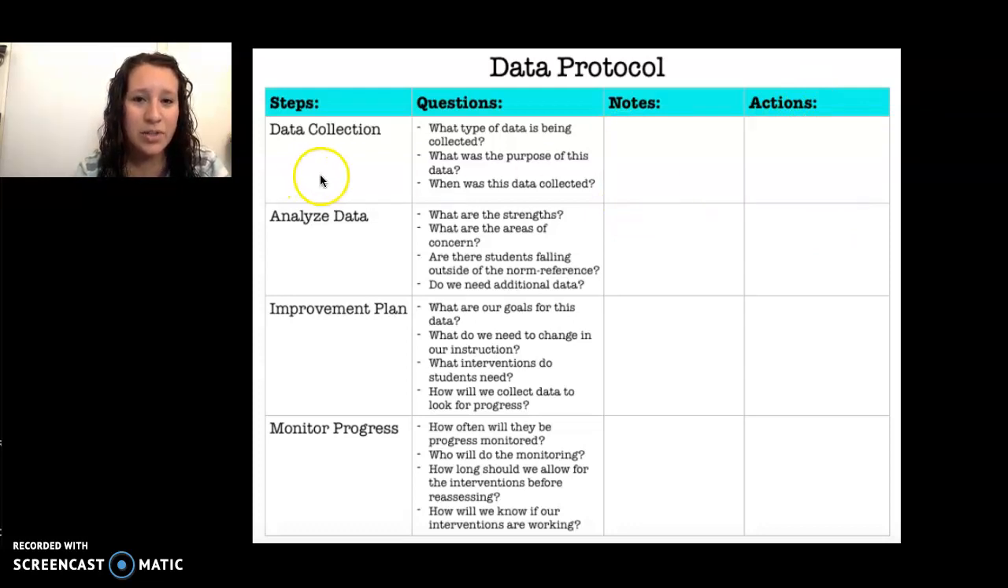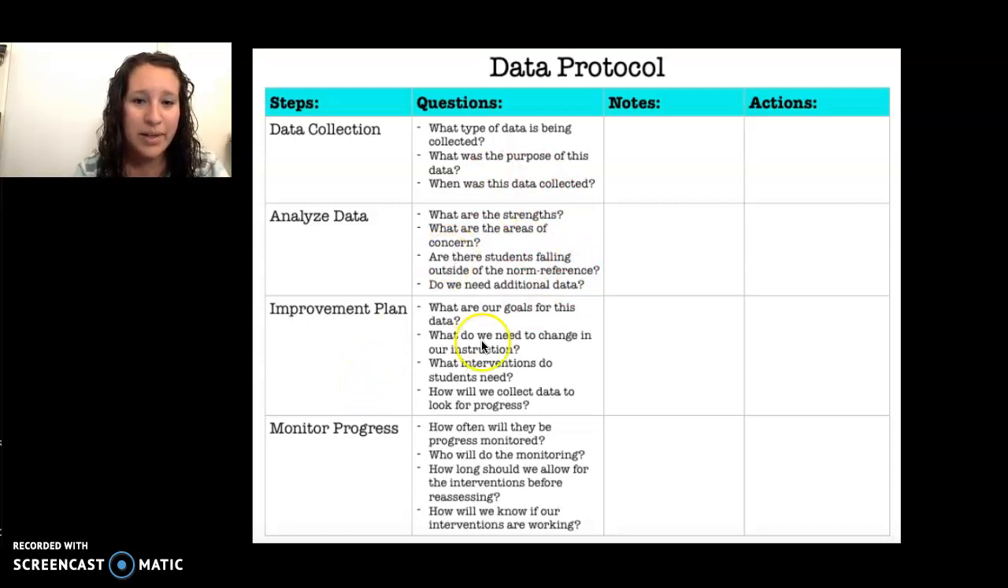So for data collection, what type of data is being collected? What is the purpose of it? And when was it collected? For the analyze the data step, what are the strengths that they see? What are the areas of concern that our data shows us? Are there students falling outside of the norm reference? Do we need additional data to help support our protocol here?